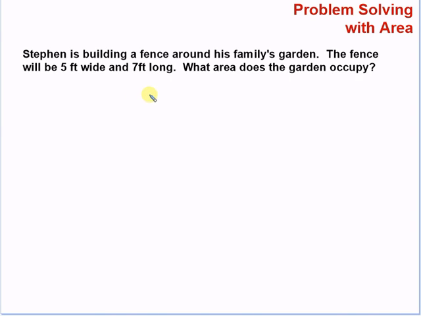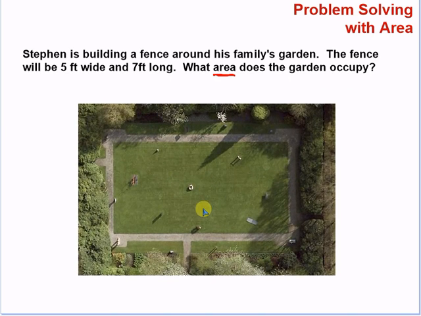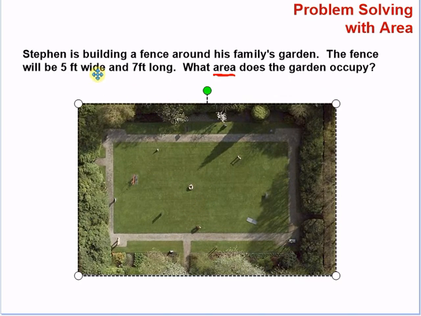Stephen is building a fence around his family's garden. The fence will be 5 feet wide and 7 feet long. We want to know what area the garden occupies. You can draw a picture of a garden if you like. However, I'm going to drag a picture of a garden in here and we'll go from there. Here's a picture of a garden. We know it's 5 feet wide and 7 feet long.